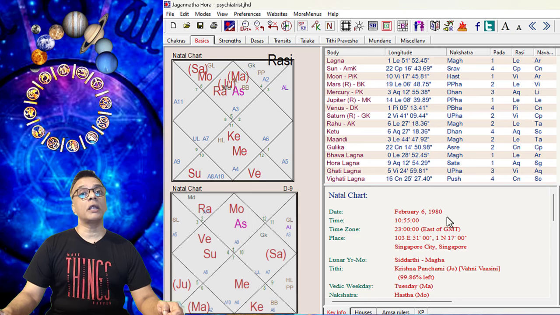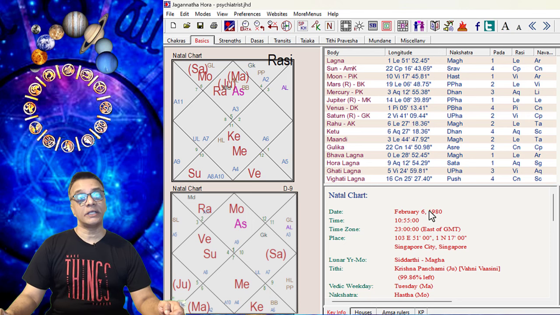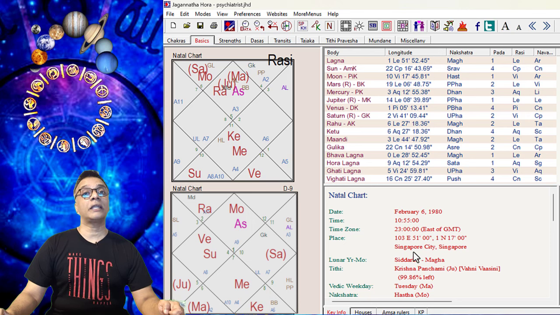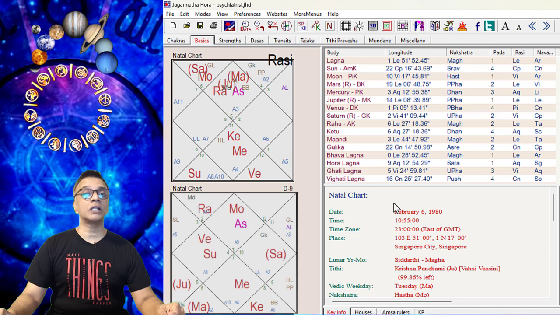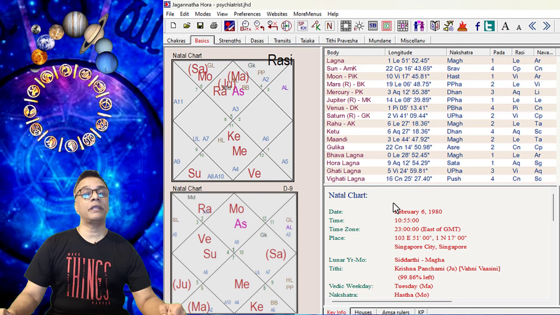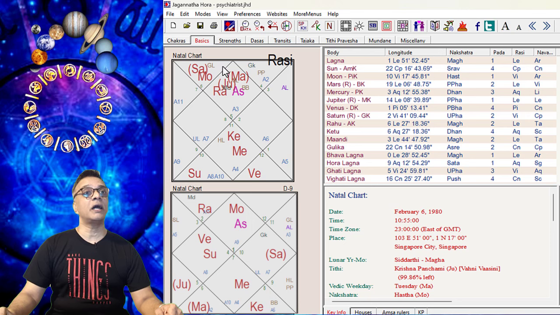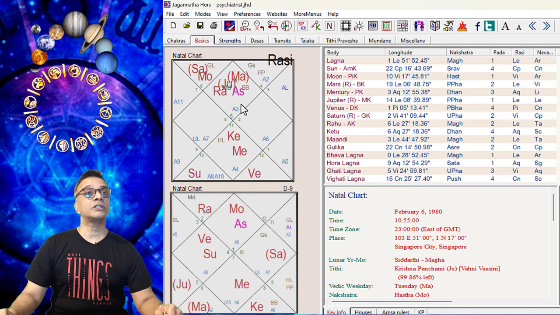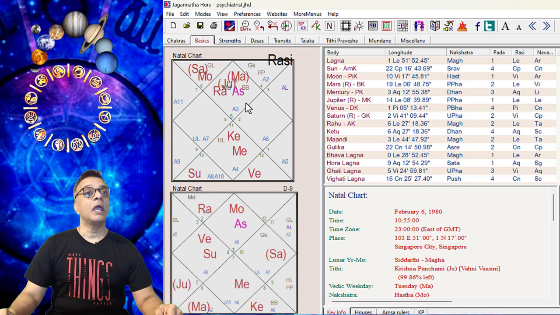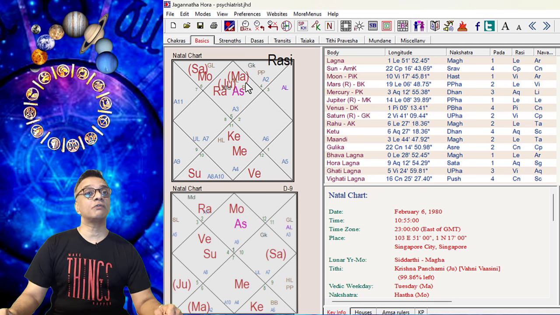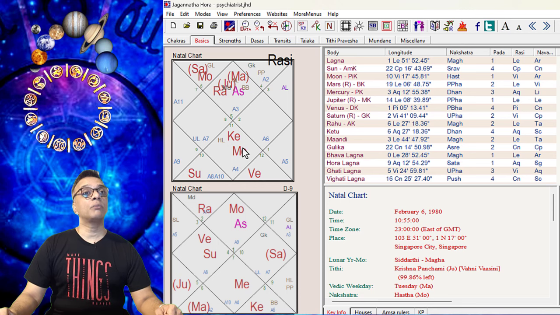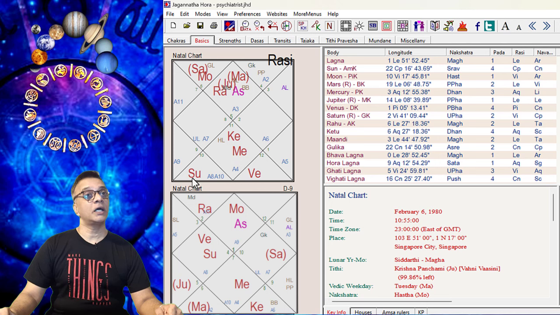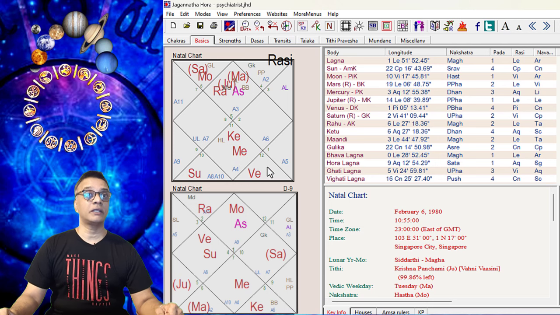She was born on February 6th, 1980, in Singapore city at 10:55 a.m. So let's see how some of the results of her life have come from both her D1 chart and her Navamsa chart. Now this is her ascendant in the D1 chart. Her ascendant, as you see, is Leo. And she has 3 planets which are retrograde. Mars is retrograde, Jupiter is retrograde, and Saturn is retrograde in the 2nd house, and in a Vish dosha with Moon. Ketu and Mercury are placed in the 7th house, Sun is in the 6th house, and Venus is exalted in the 8th house.